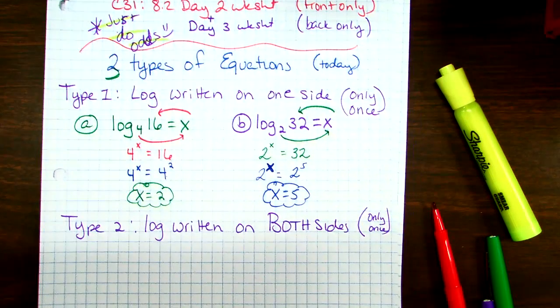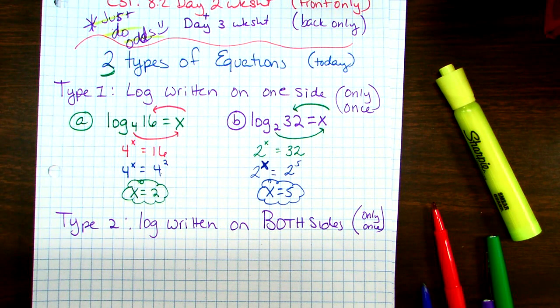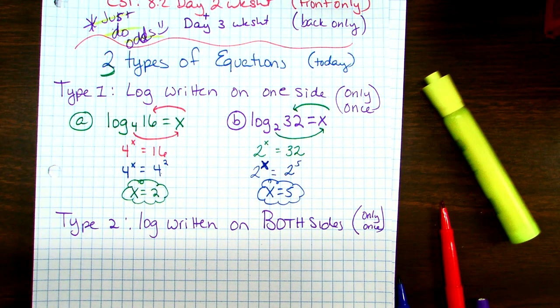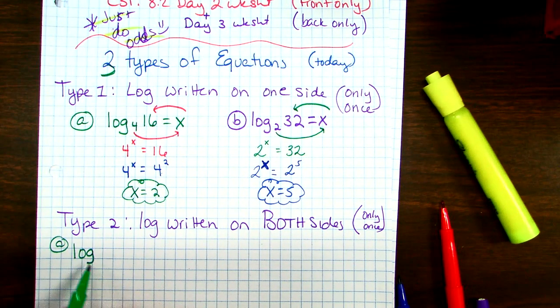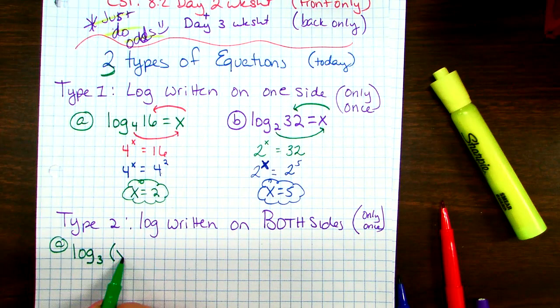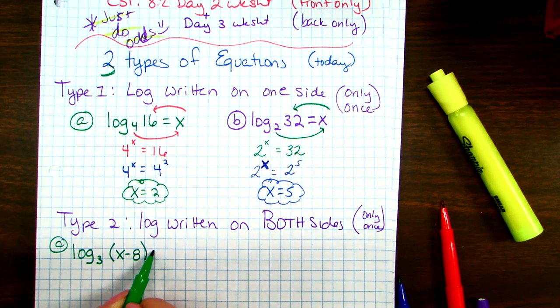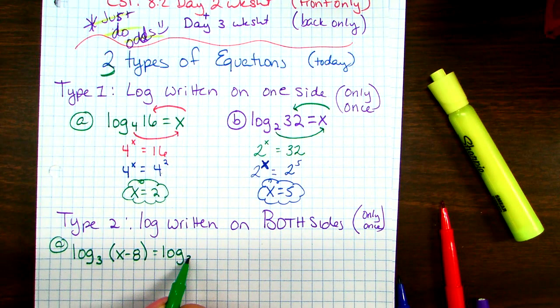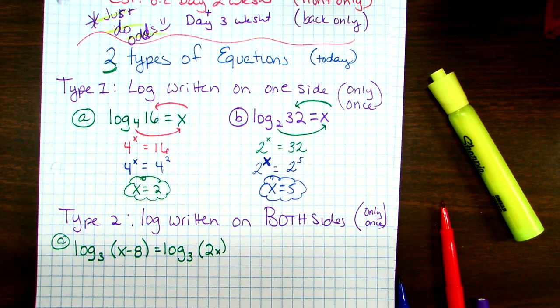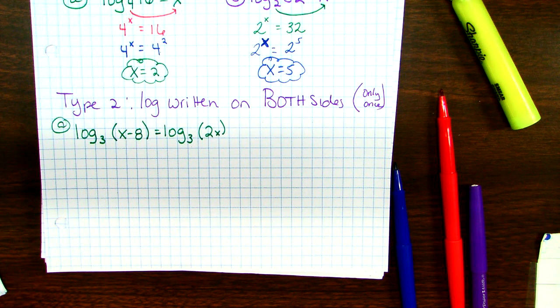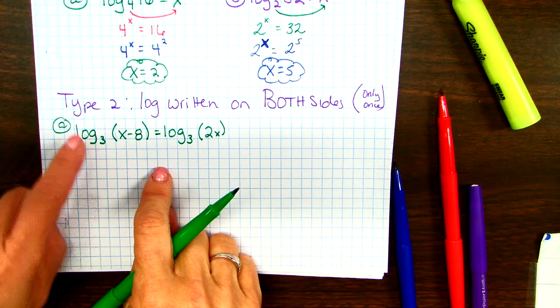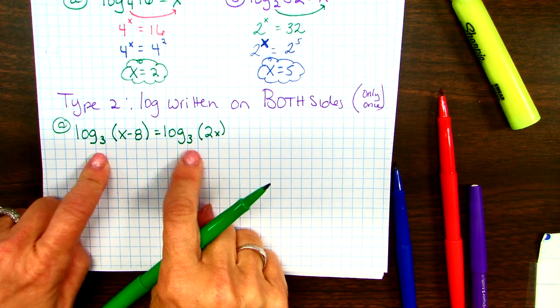Question on the first type? All right. Second one is when logs are written on both sides. So for example, you'll always be given the same base. It's not like I'm going to give you a log base 3 with a log base 7 or something. They'll always be the same.